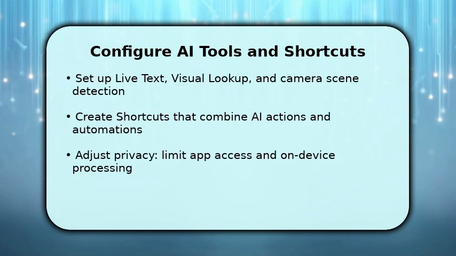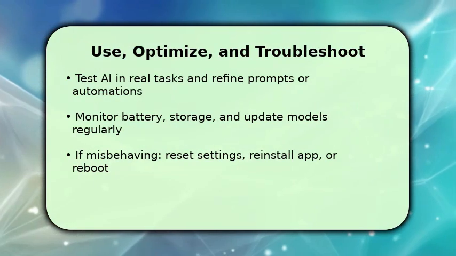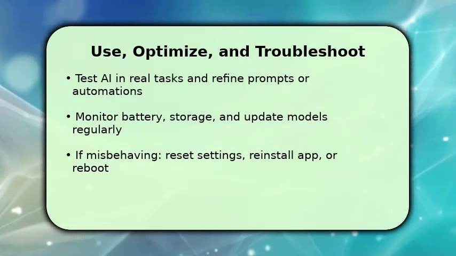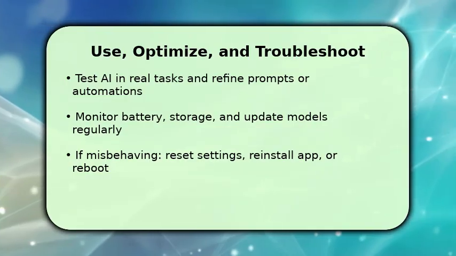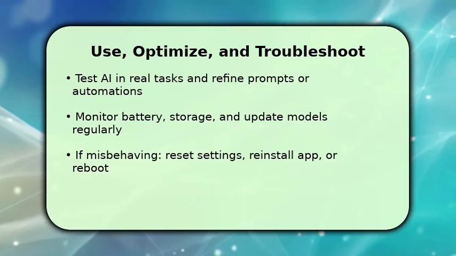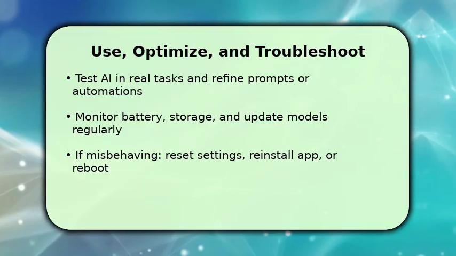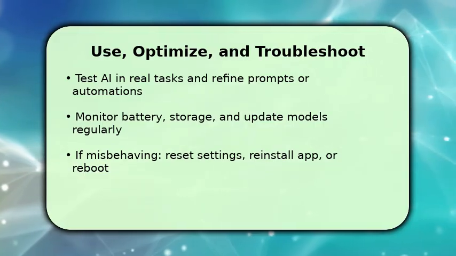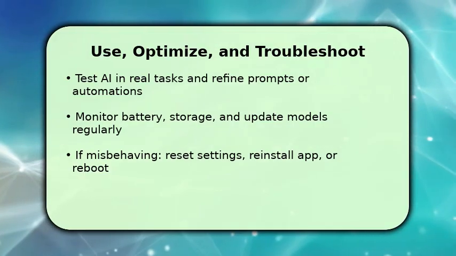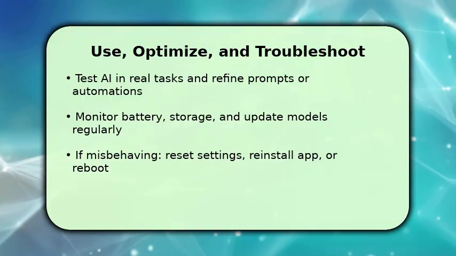These steps maximize usefulness, while you finish by actively using AI features in daily tasks. Dictate messages, summarize emails, ask for photo edits, and refine prompts until results match your intent. Monitor battery and storage because heavy model use can affect performance. Update iOS and model data periodically for improvements.